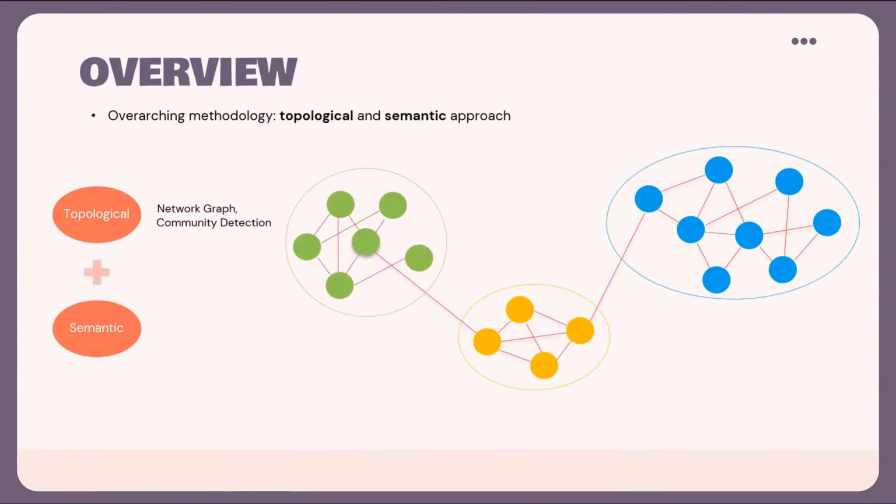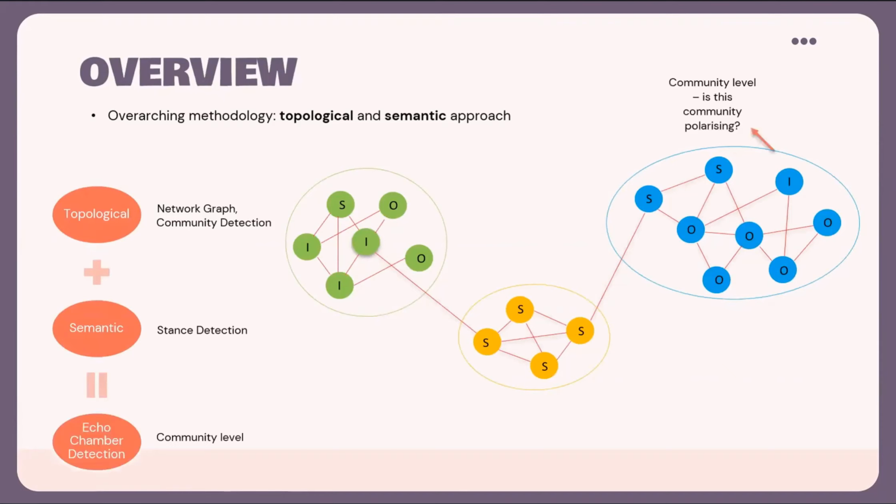Then, for the semantic aspect, we'll use stance detection to label the nodes. There will be three different stances: supports, indifferent, and opposes. Then, the topological and semantic results are combined together for echo chamber detection. We'll first find out at the community level which communities are echo chambers, and then we'll use these results to determine whether this subreddit is an echo chamber.